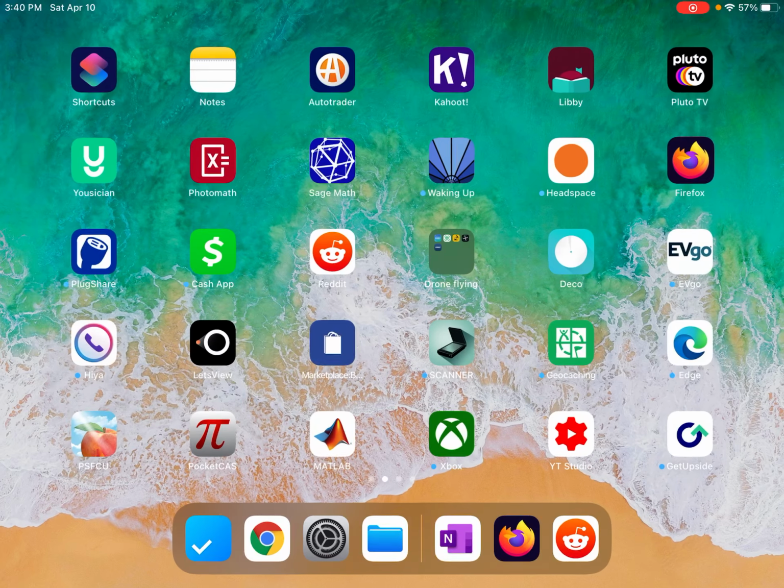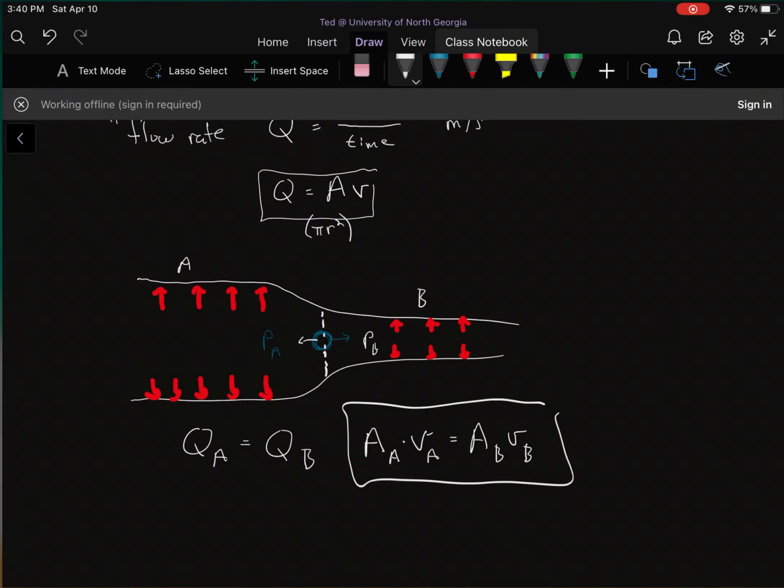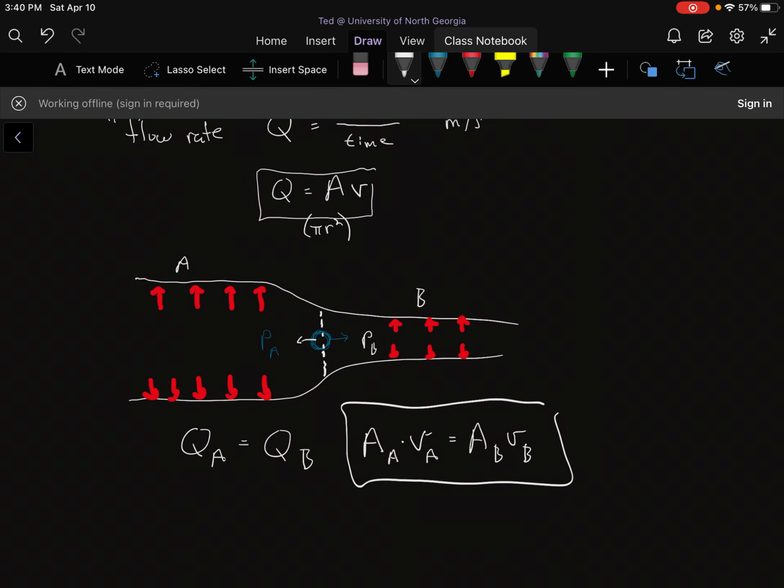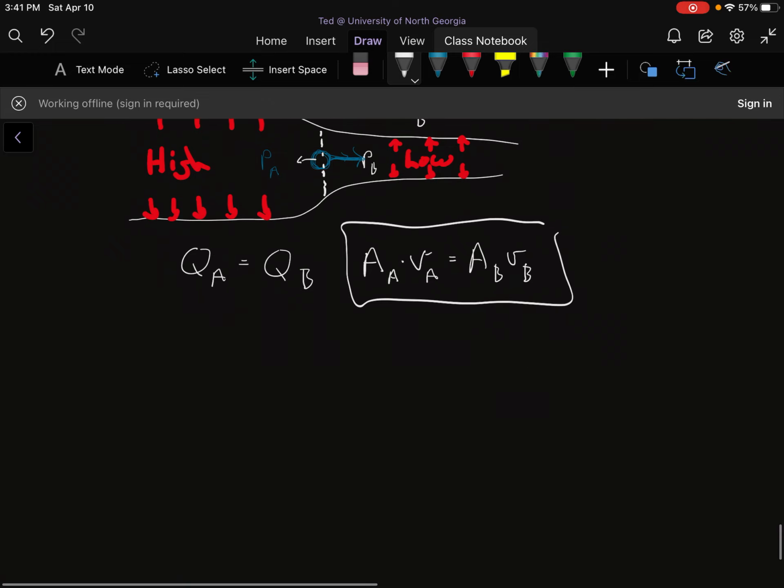And the only way that happens is if the pressure on the left is bigger, the pressure pushing those balls forward is bigger than the pressure pushing them backwards. So here's what we're saying. Over here, we have high pressure water, and over here, we have low pressure water. And so there's a general idea here. This is called Bernoulli's principle.